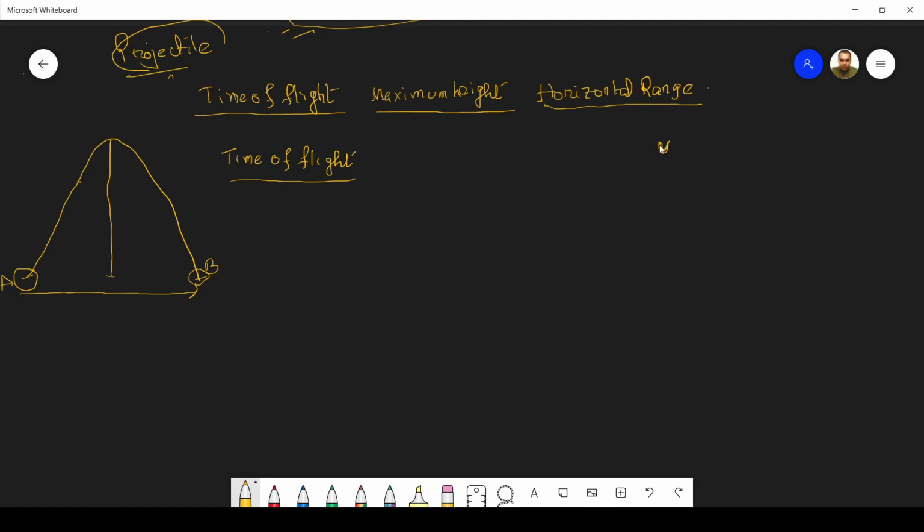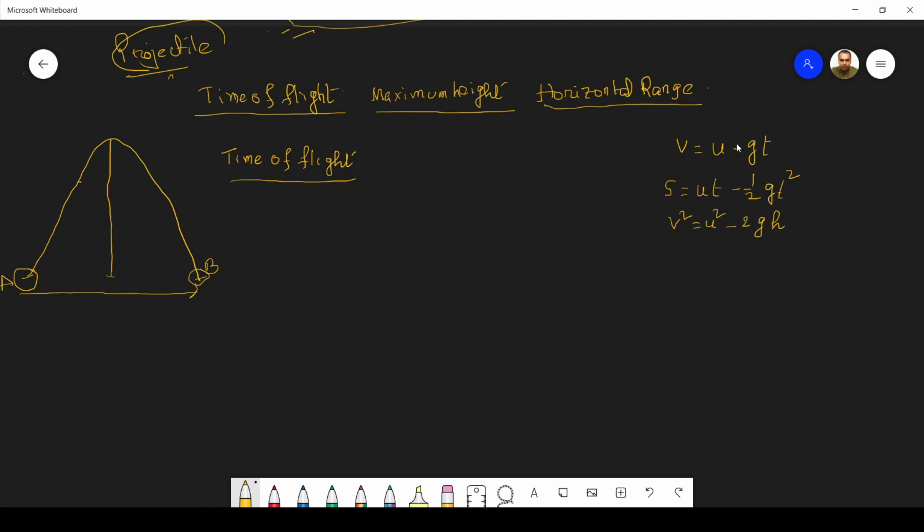V, sorry, let me rewrite this. So it's v equal to u minus gt. This is one equation of motion. Another equation of motion is this one, s equal to ut minus half gt square. And the third equation of motion is v square equal to u square minus twice gh.